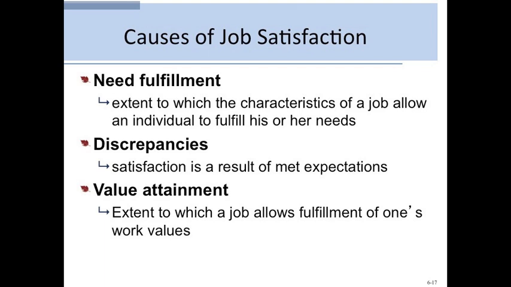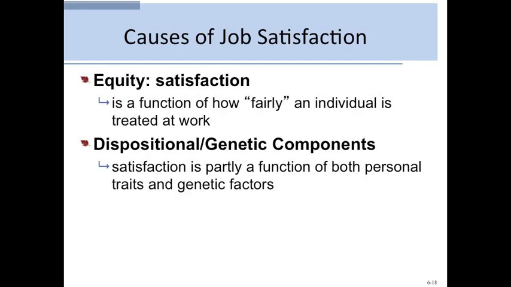What is value attainment? It says the extent to which a job allows fulfillment of some work value. So I might have a work value that says I really emphasize productivity, or I emphasize a challenging environment. That's a value of mine. And so because my job allows me to fulfill those values, then I can feel satisfied because I'm being highly productive here, or I'm being challenged in what I do. And if that's something that I highly value, it's going to leave me satisfied. I might also value strong social relationships with my colleagues. And if I am fulfilling those, that will also lead to job satisfaction.